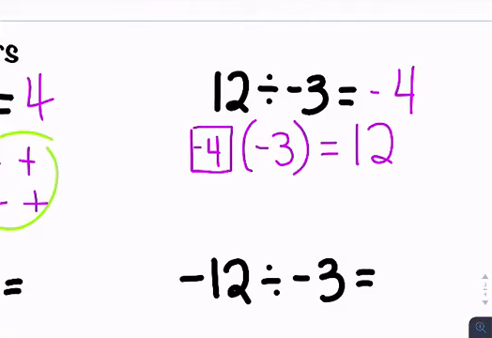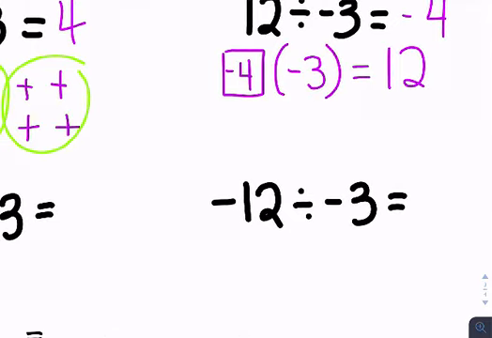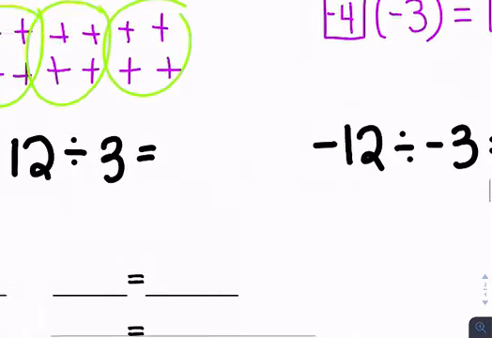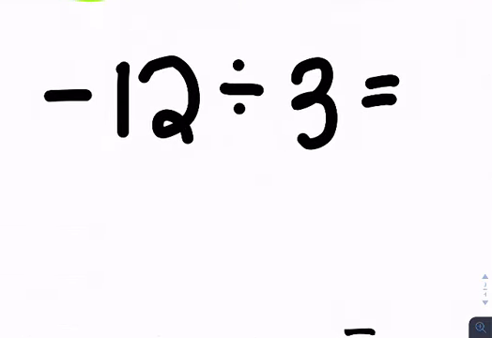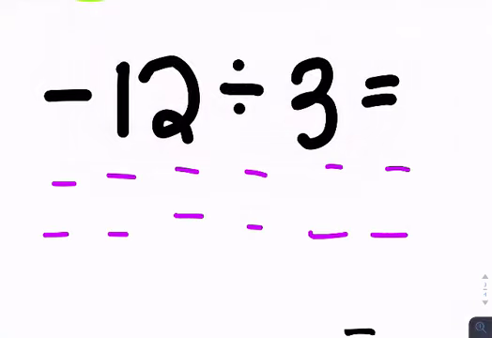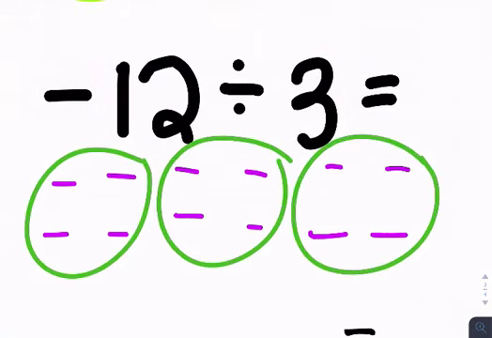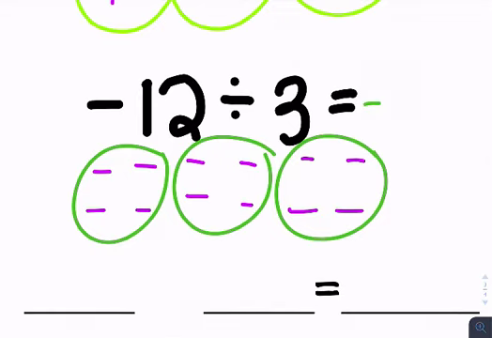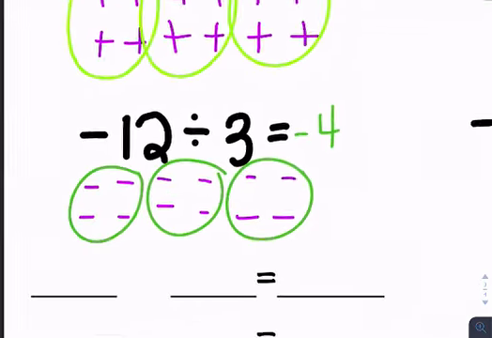You can think about it as a multiplication problem that you have to solve the missing factor for. For this one, I have 12 negatives. I divide it into my 3 equal groups. 1, 2, 3. What's in each group? Negative 4 is in each group.